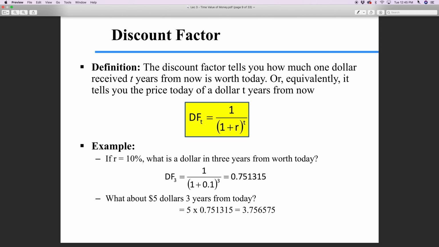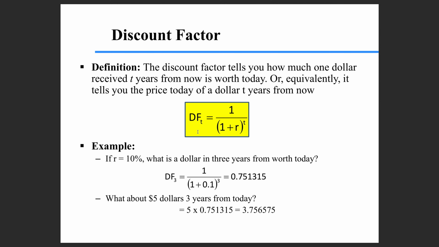What will help us here is to introduce the notion of the discount factor. The discount factor tells you how much $1 received T periods from now is worth today. Equivalently, it tells you today's price of $1 received T years from now. This is the formula that summarizes the same exact definition in mathematical terms. Discount factor of time t is 1 divided by 1 plus the interest rate that I receive over this entire period, raised to the power t.